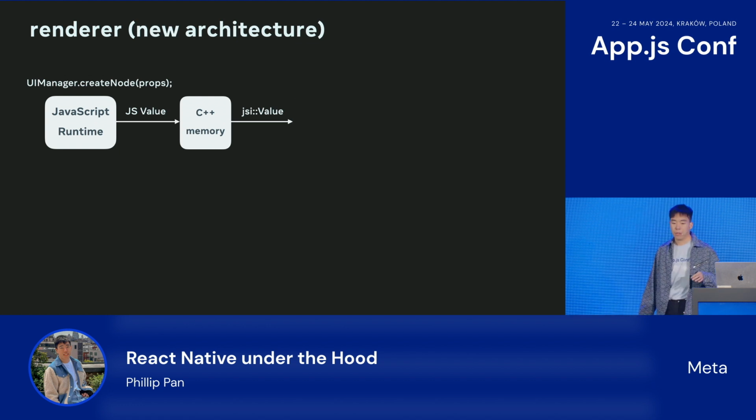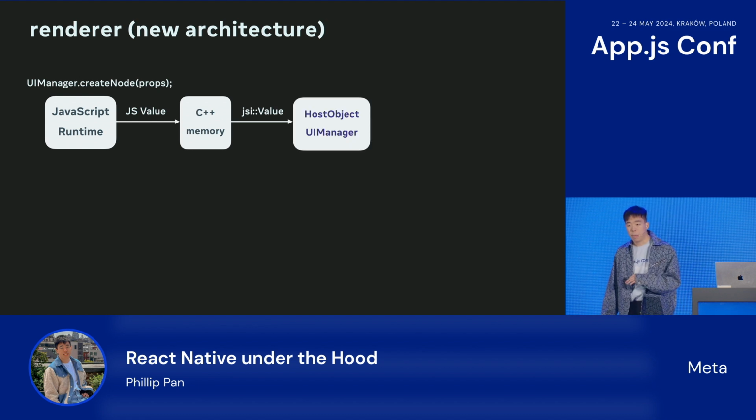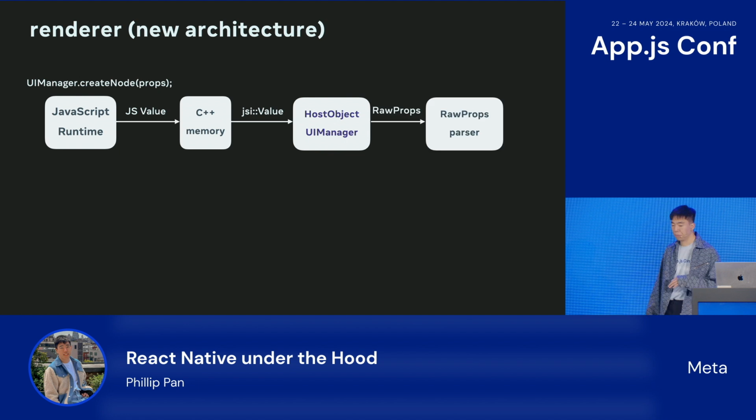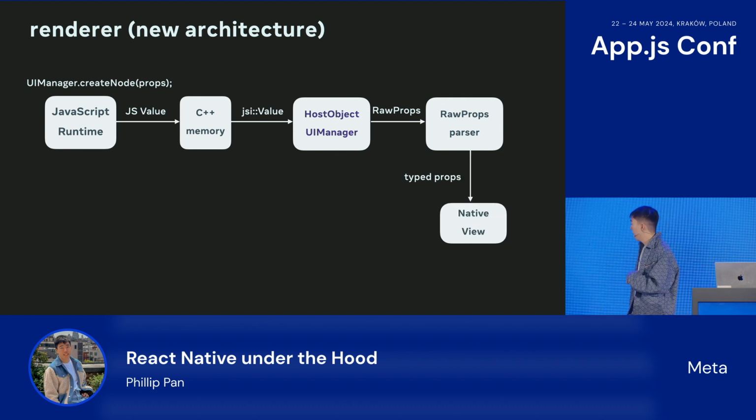Cool. So in the new architecture, we use a host object instead of a native module to represent the UI manager, decoupling the critical path from native modules. The UI manager converts the JSI value to raw props, which is just a generic wrapper of JSI value. We don't do any conversion here. This is just a wrapper. Then, finally, we directly convert the raw props to native type props and pass it to a native view. So in this flow, we saved a number of deserialization steps.